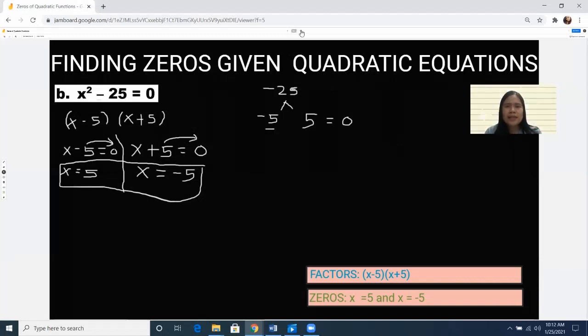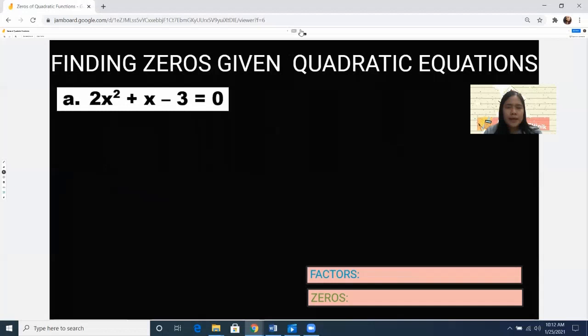Next, we'll proceed to the second example. There you go, B comes first and then letter A. So in here, we have 2x squared plus x minus 3. So the quadratic term is 2x squared. The linear term is 1, so we have a linear term, and then the constant is negative 3. So we're going to use also a factoring method or the quadratic formula in here. It's up to you, whatever you want. You may also use a Desmos graphing calculator to find the roots. So it's up to you.